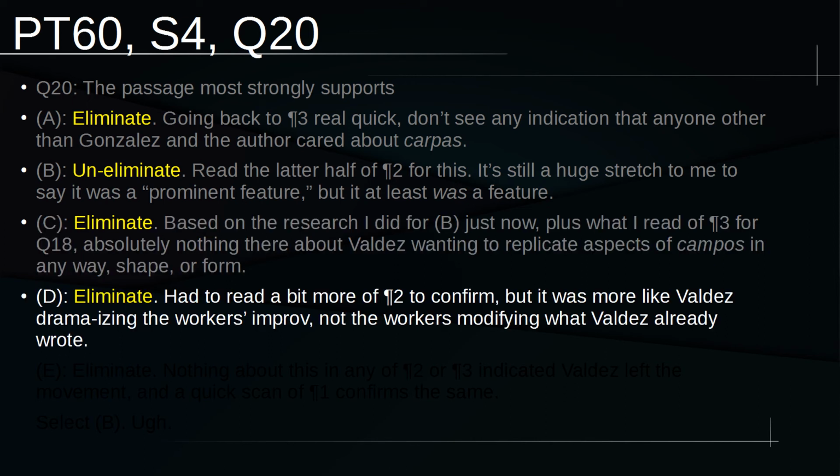So D, again, I had a little bit of trouble with this one, but ultimately I did re-eliminate it.